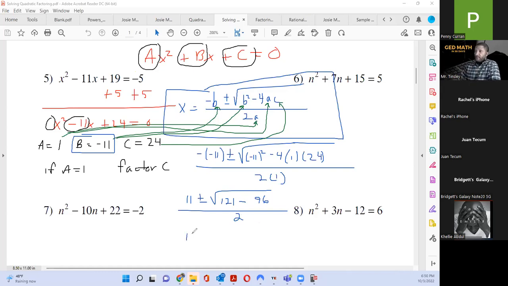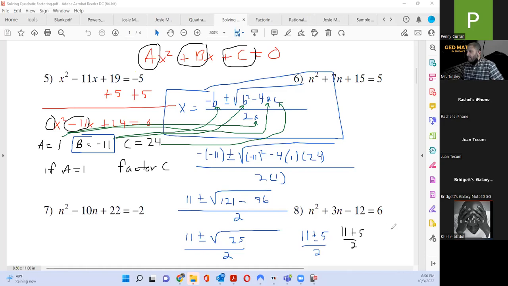So let me finish. 11 plus or minus the square root of 25, over 2. Everybody should know the square root of 25 is what? 5. So 11 plus or minus 5 over 2. This now becomes a two-part problem: 11 plus 5 over 2 and 11 minus 5 over 2. 11 plus 5 is 16, over 2, which is 8. 11 minus 5 is 6, over 2, which is 3. We still got answers of 3 and 8, but look how much longer this took.